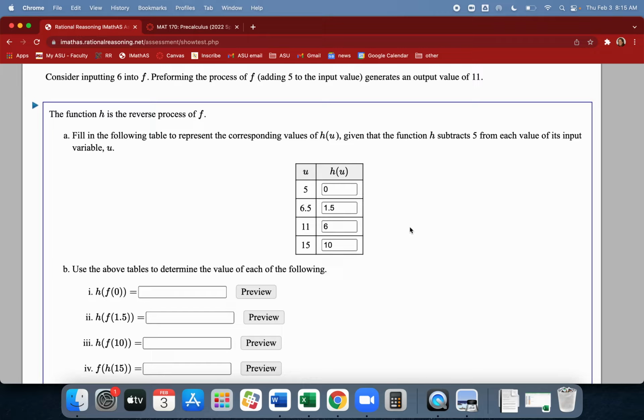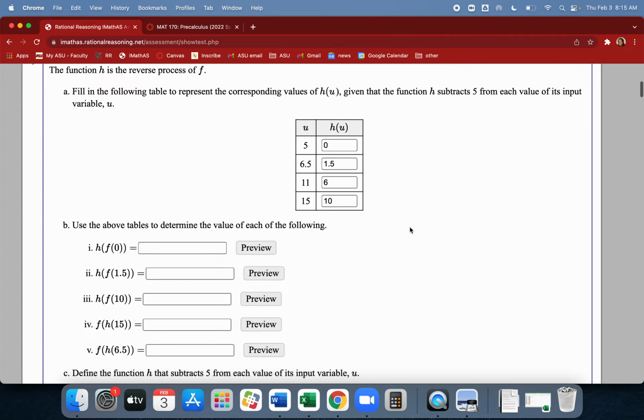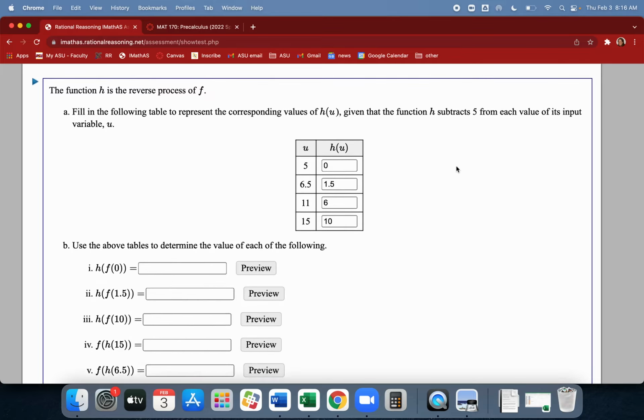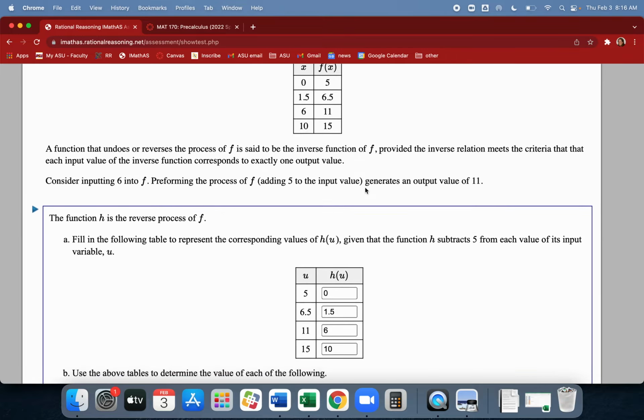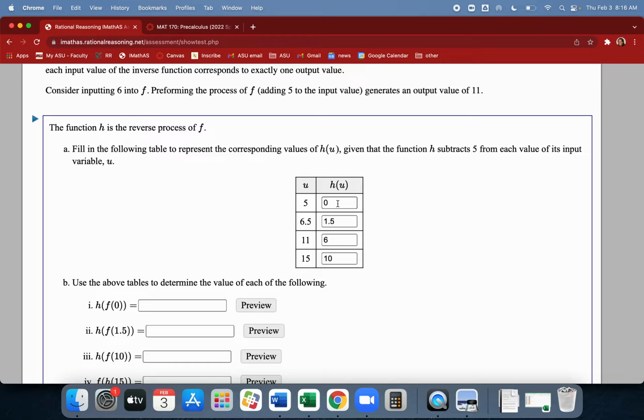So generally there's some algebra involved. We're going to solve for the opposite variable if I have a function to start with. Now if I don't have a function to start with and I just want to interpret things, then I don't have to worry about solving. I'm just going to look at this and see what I need to do. So h of f of 0. Well, f of 0, according to this, was 5. h of f of 0 would then be h of 5, which is 0.